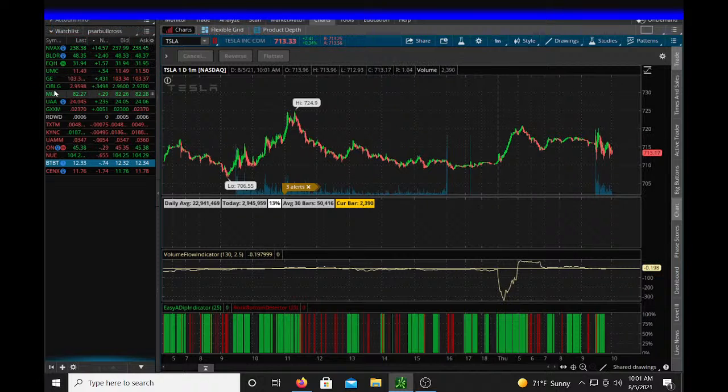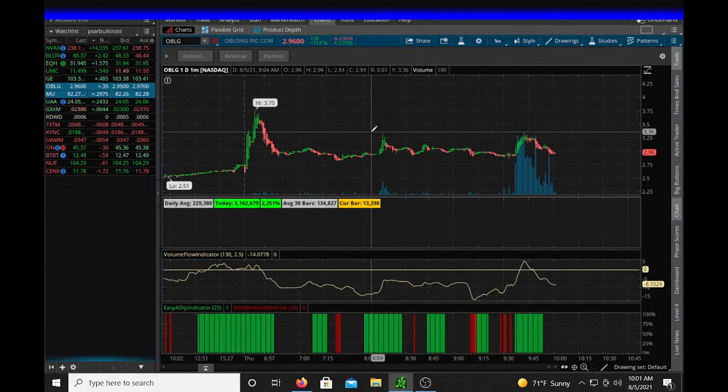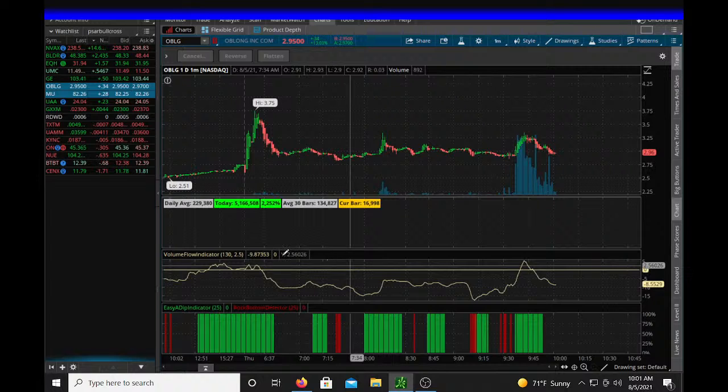Okay, so this volume flow indicator may be more useful than we think. All right. Let's keep this one in mind here. When volume flow indicator is greater than it was, or a percentage greater, we may want to be paying attention to it.